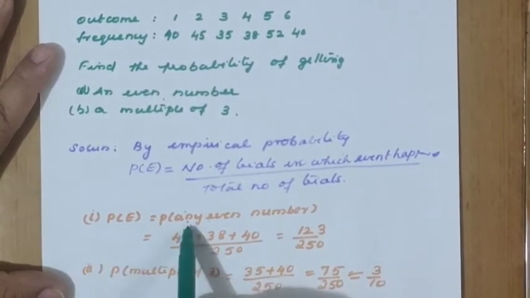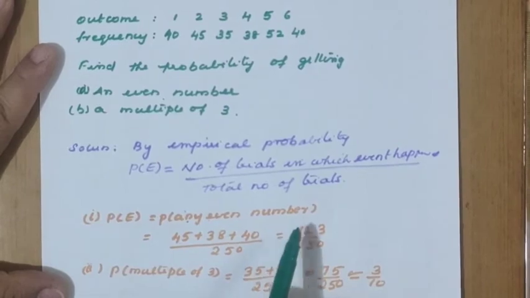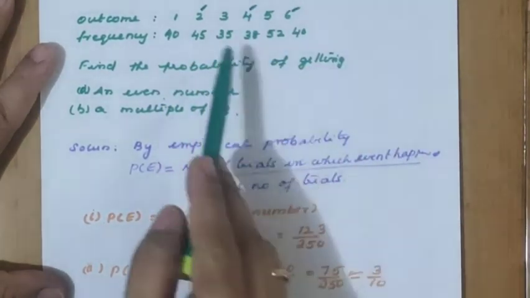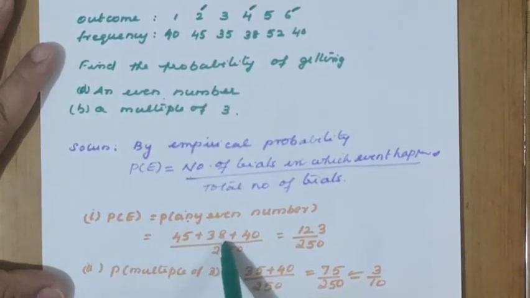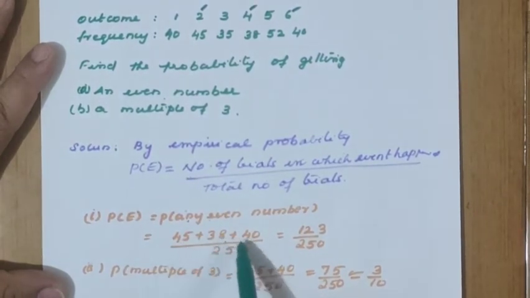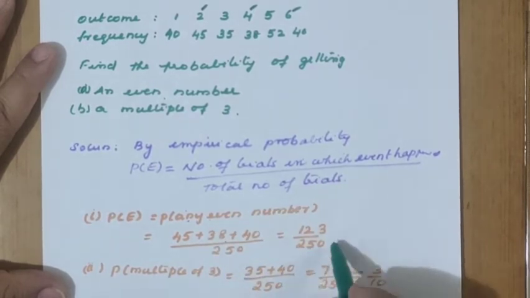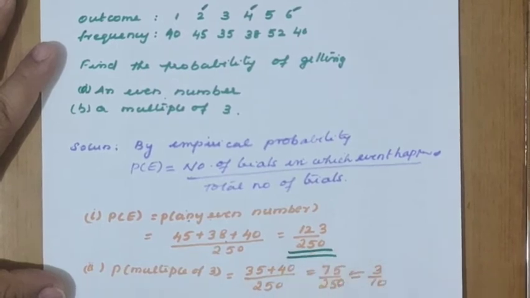Question number 1, P of any even number. Which are the favorable cases? 2, 4, 6. Below that, what are the frequencies? 45, 38 and 40. So these many trials happened where the outcome is an even number, divided by 250, and it is equal to 123 divided by 250.